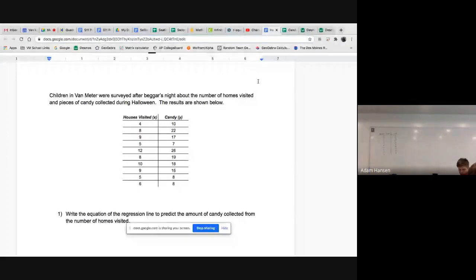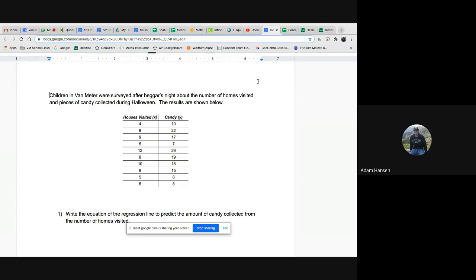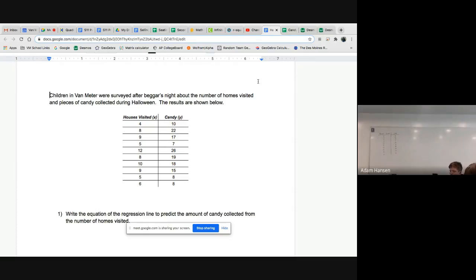Okay, here is a set of data on the relationship between candy on Halloween and the number of houses they visited. I want to use Desmos to create a trendline equation to fit this data.